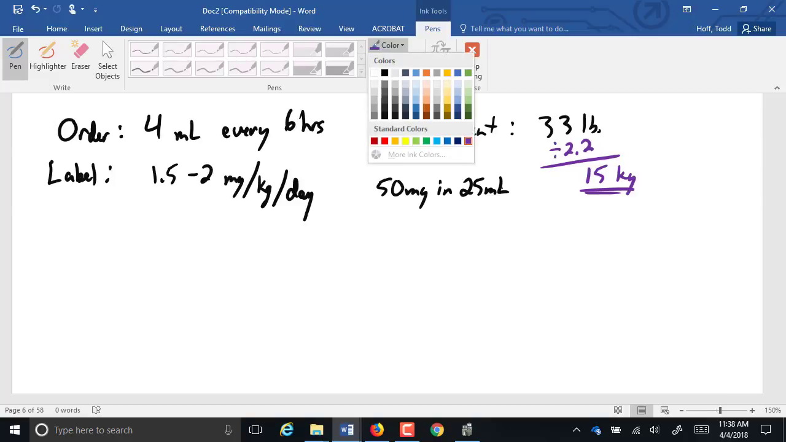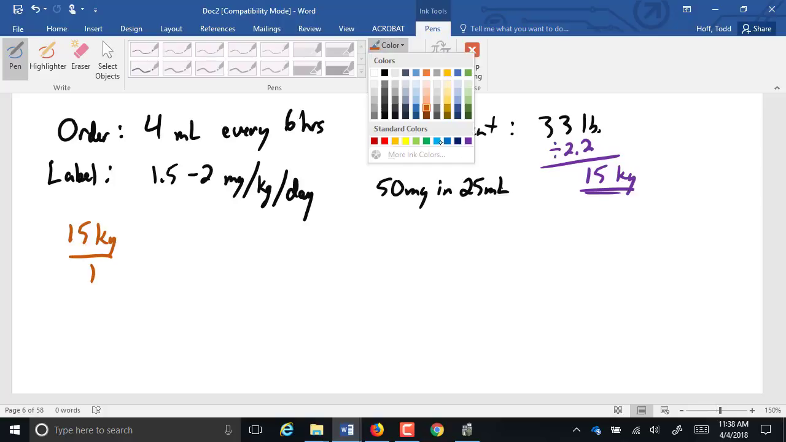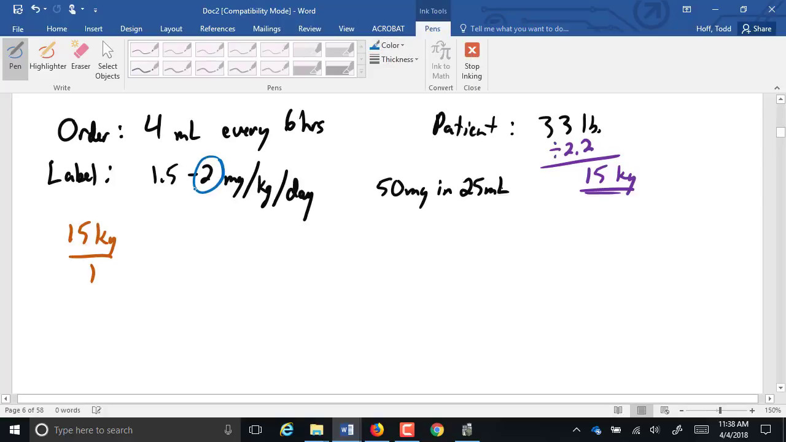So then our next step is going to be to take that weight and use it to find the dosage based on the weight. So we have 15 kilograms over 1, and we're going to use the max dosage. It seems that's the pattern we've been following. So kilograms on bottom, so they go away, is 2 milligrams per kilogram. So that's per 1 kilogram. The kilograms will cancel out.